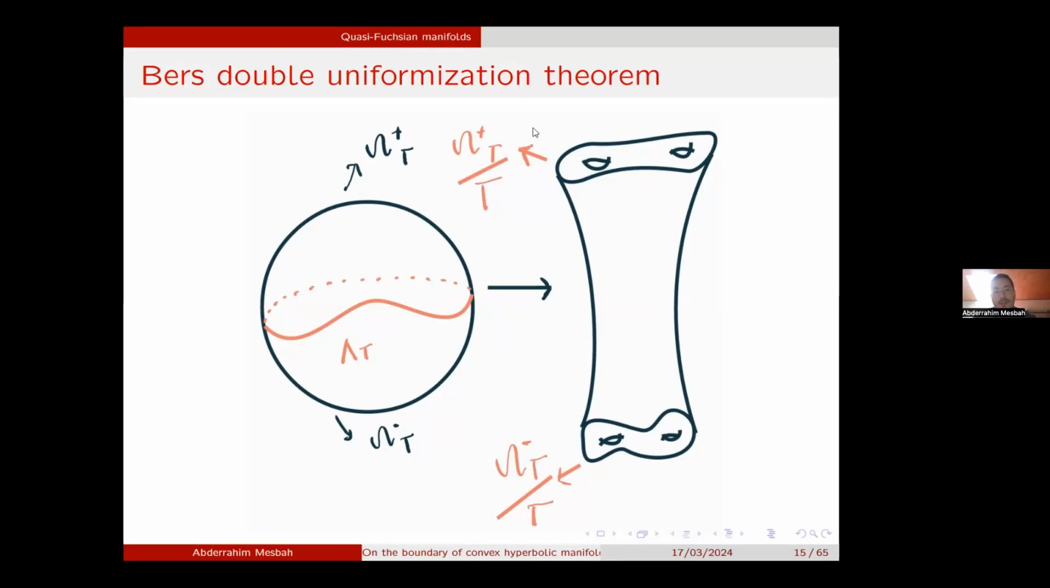Then the quotient of omega plus by the Fuchsian group gamma gives us a conformal structure on the surface sigma, and the quotient of omega minus by the action of gamma also gives us a conformal structure on the surface sigma. So when we take a quasi-Fuchsian manifold, we naturally have two conformal structures on sigma, coming from the quotient of the domain of discontinuity by the quasi-Fuchsian representation that we took.